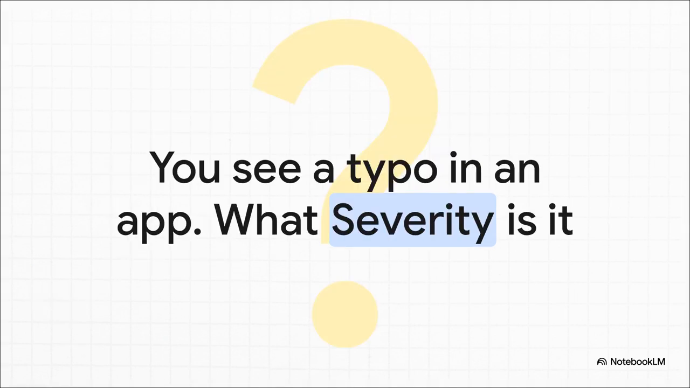And now you know. You're in on the secret. So the next time you spot a typo in an app or a button that feels a little janky, you can ask yourself, okay, what's the severity here? And what would I make the priority? See? You're not just a frustrated user anymore. You're starting to see the world through the eyes of a developer.